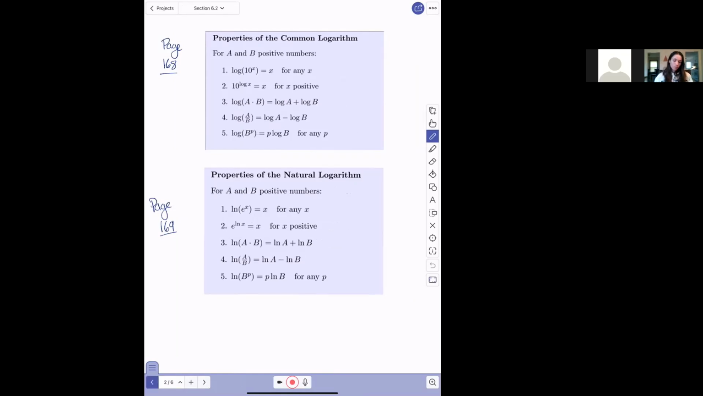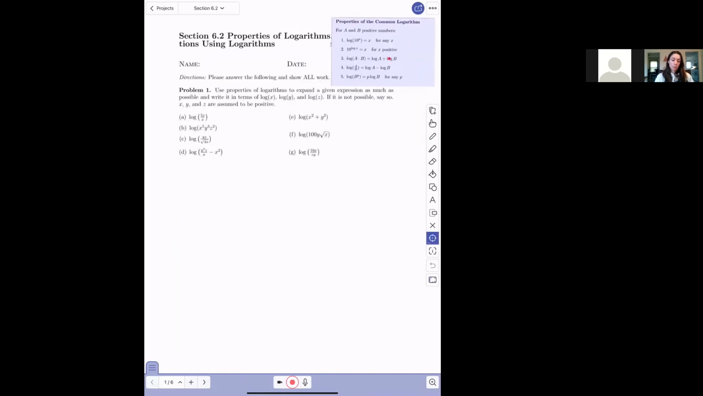Moving on. Like I said, I just took one of them because they're the same for both natural log and common logs. I just put it in the corner of my screen. It's hard to find a spot to get it really out of the way, but so we could reference it. So for problem 1, use properties of logarithms to expand a given expression as much as possible and write it in terms of log of x, log of y, and log of z. If it's not possible, say so. X, y, and z are assumed to be positive.